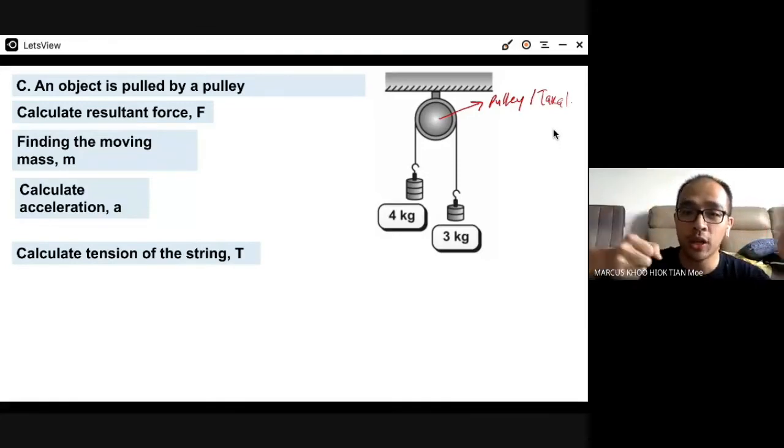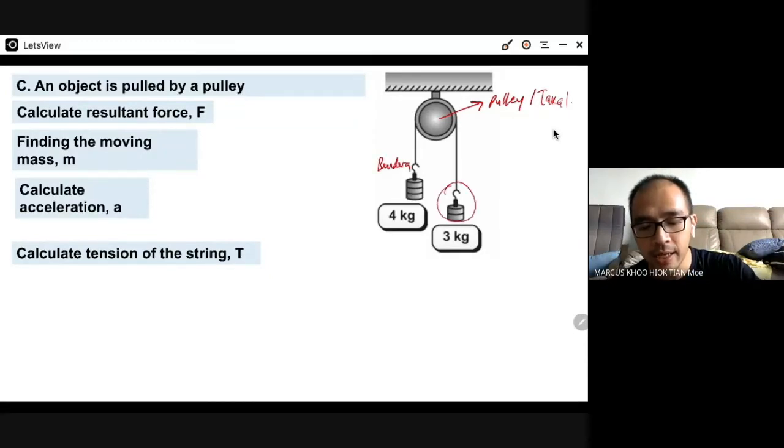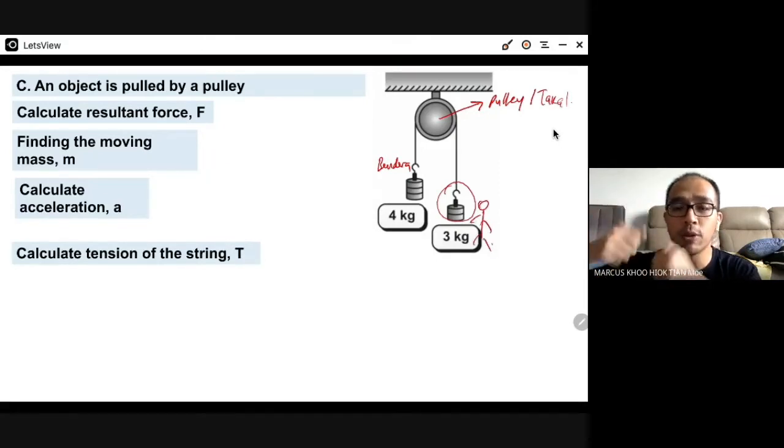So there are two forces. One is the force of the flag. Let's say this is the flag, and then this one is the guy that is pulling the flag. Negaraku, then pull up.